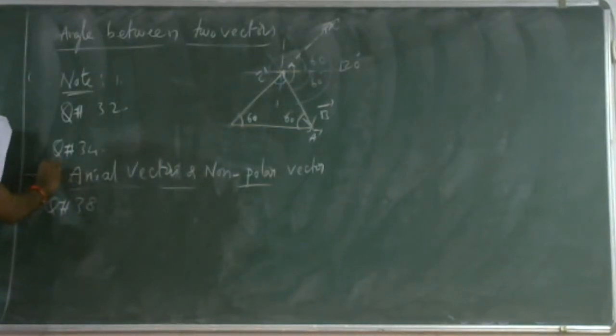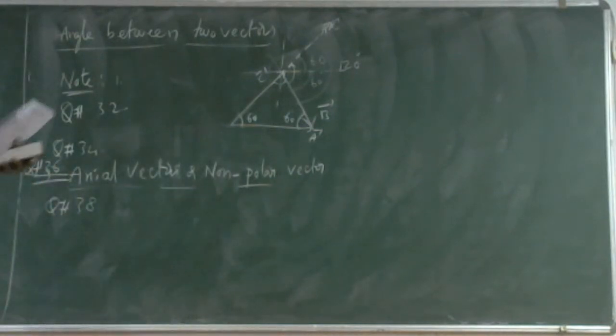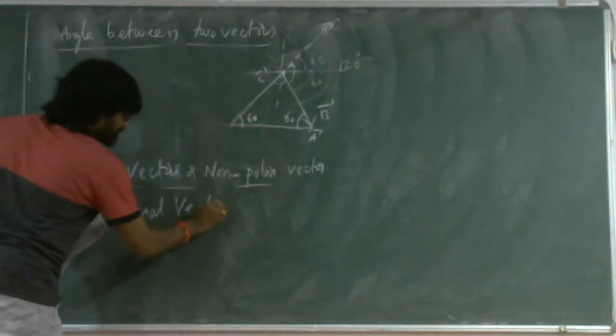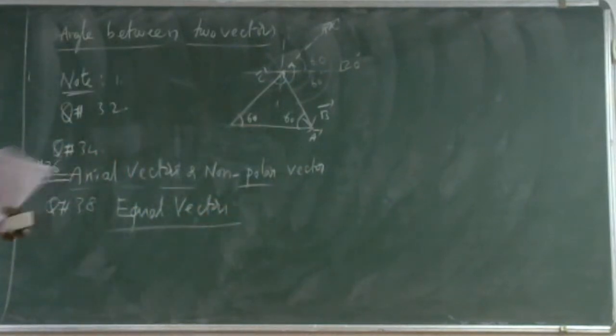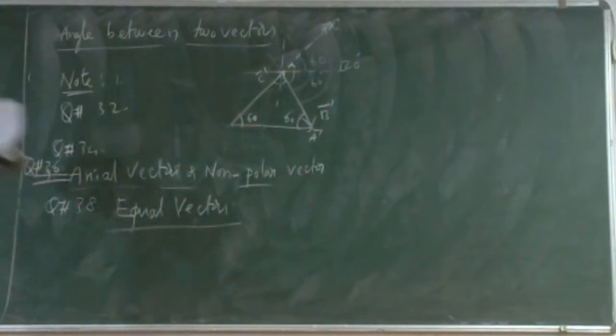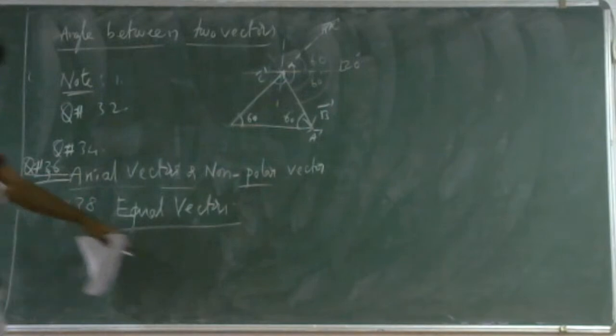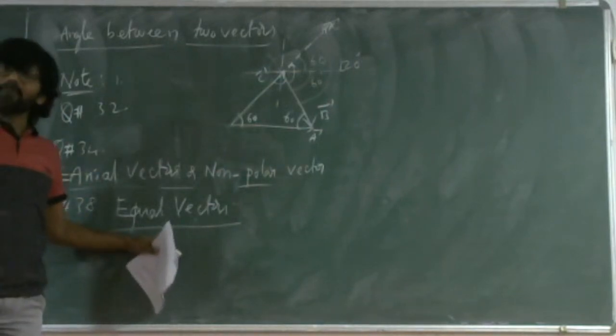Next, question number 38. Which of the following conditions is true for equal vectors? Equal vectors. Another type of vectors is equal vectors. We have discussed parallel, anti-parallel, orthogonal, co-initial, coplanar, collinear, different kinds of vectors, right? So equal vectors are also a type of vector.